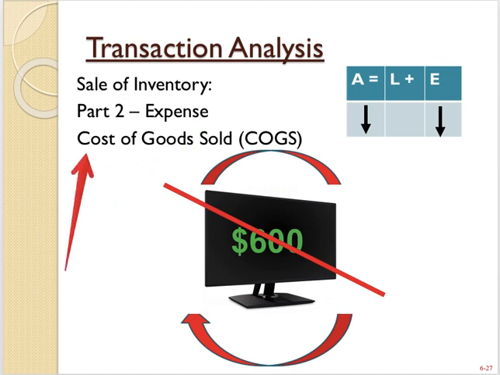Okay? And the specific name of that expense, which is the cost of the goods that we used up in the sale, is called cost of goods sold. Okay, and I personally think that's a pretty good account name. It's very descriptive. Cost means what we paid for it, and of the goods that we sold is obviously the product that we sold. So the cost of the goods that we sold is what we paid for the goods that we sold. So cost of goods sold.